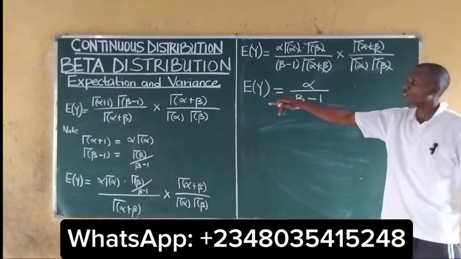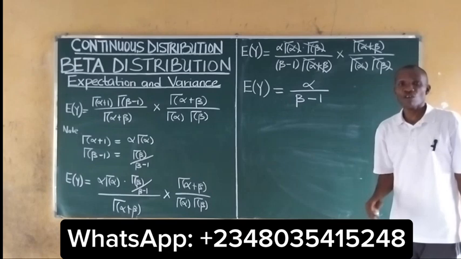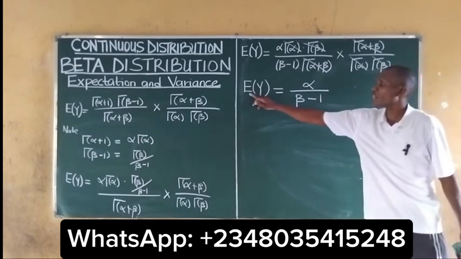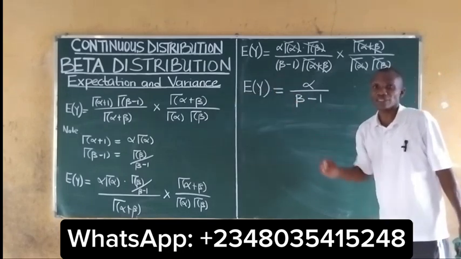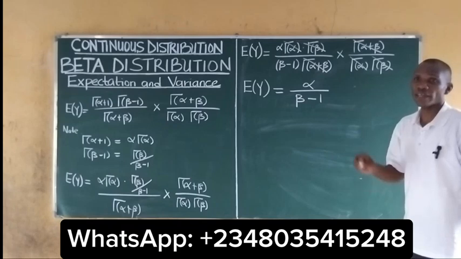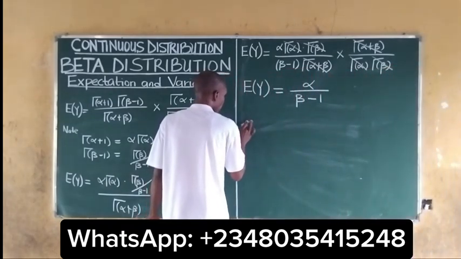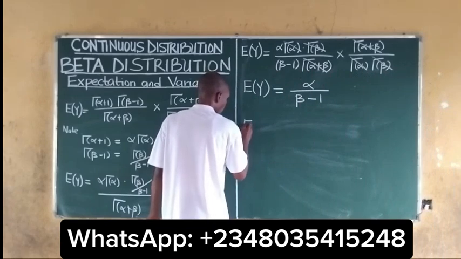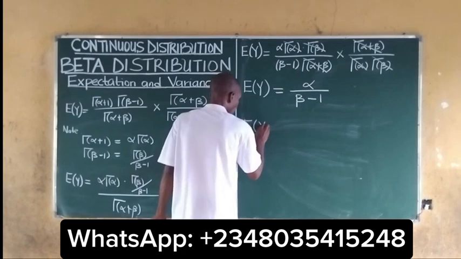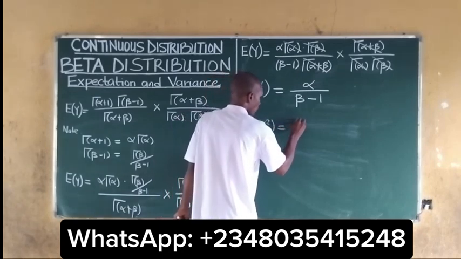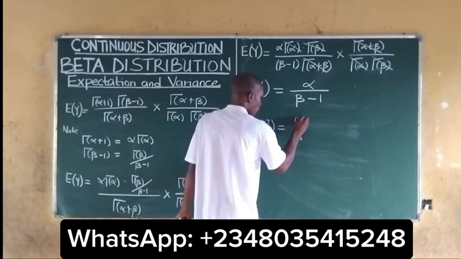We are asked to find the expectation and the variance. But before we find the variance, we also need to look for the expected value of y squared. So we come over here. The expected value of y squared is equal to the integral from 0 to infinity.